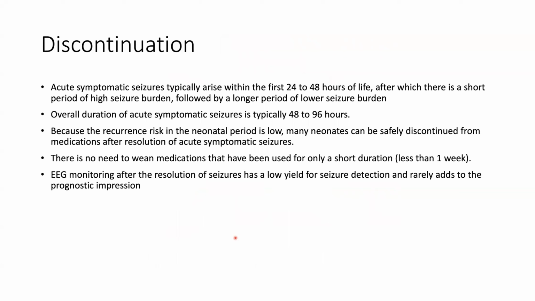So when you discontinue EEG, acute symptomatic seizures typically arise within the first 24 to 48 hours of life. I already told you that after that short period of high seizure burden, generally seizures remit. So you need not think of giving a prolonged period of anti-seizure medications in the newborn. So overall, the duration of these seizures is usually something like 4 to 5 days, right?